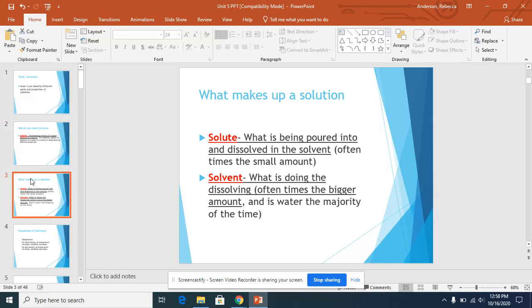Okay, what makes up a solution? A solute is what's being poured into and dissolved in the solvent. It's oftentimes the smaller amount. The solvent is what's doing the dissolving. It's oftentimes the bigger amount. Water is what your solvent's going to be the majority of the time. Sometimes it's other things, but most of the time it is water.